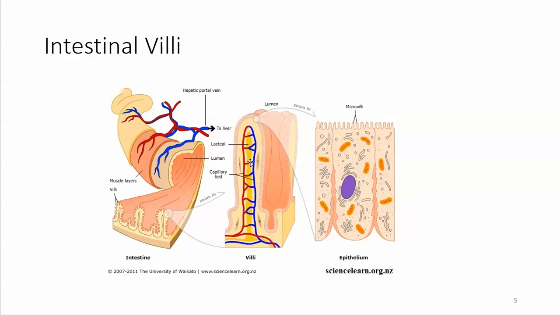And as you can see, you have your capillary bed. This lacteal running down the center is a centrally located lymphatic capillary. And then in the microvilli, there's approximately 600 per columnar cell. This further increases the surface area of each villus.